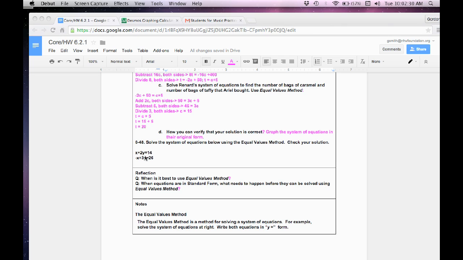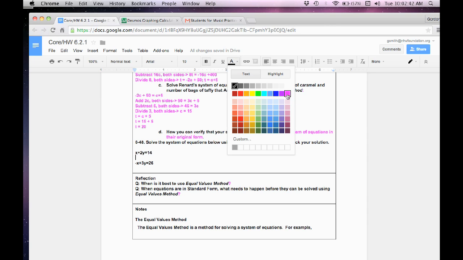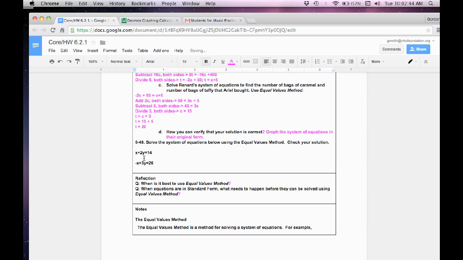What we notice here is that these are both in standard form, and we don't like standard form. We like slope-intercept form when we're trying to use the equal values method. Equal values method depends on getting one variable alone, so we're going to get y alone. So to get y alone here, I'm going to start by subtracting x on both sides.